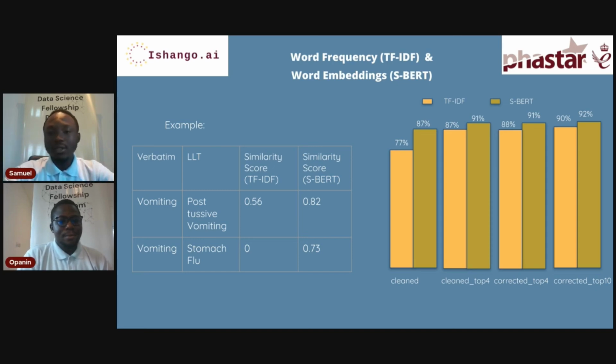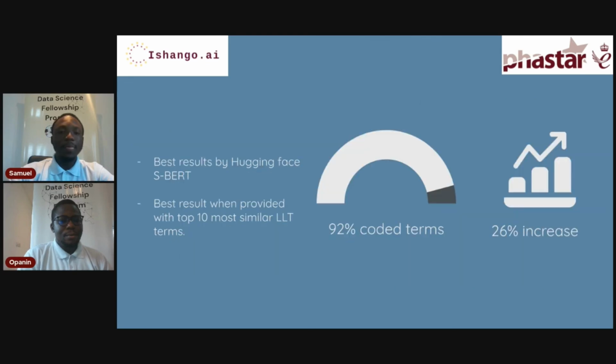So we applied these two models to code the verbatim terms in our data, about 5,000 verbatim terms, to the MedDRA dictionary. And when we let the model suggest the top 10 terms that are most similar to any verbatim term, we realized that we're able to code 92% of the verbatim terms that were given to us. So in the end, using the SBERT model, the sentence transformers model, which understands more semantic meaning between terms, and allowing it to suggest the top 10 most similar terms for any verbatim term, we're able to code about 92% of the terms, which is a huge improvement on the initial 60% that the autocoder was doing.